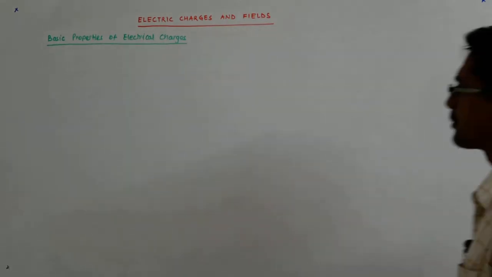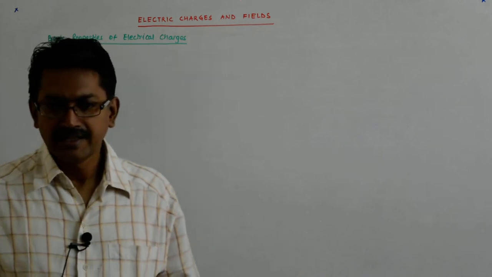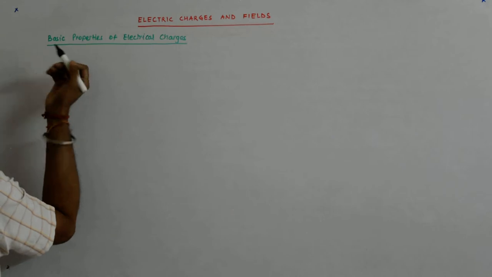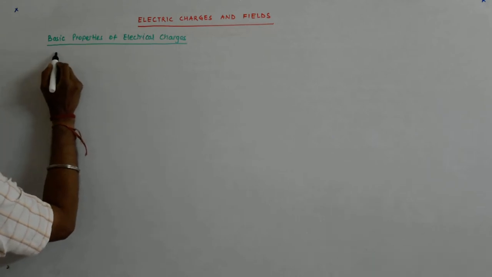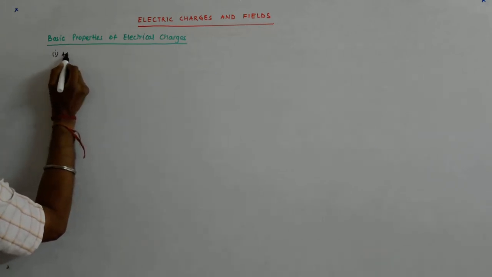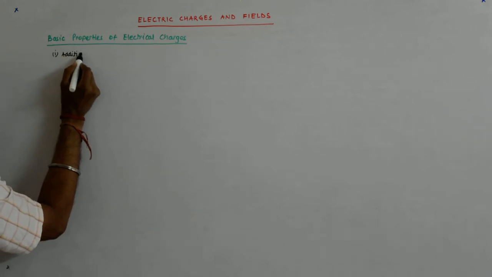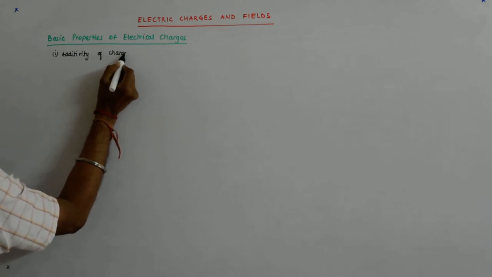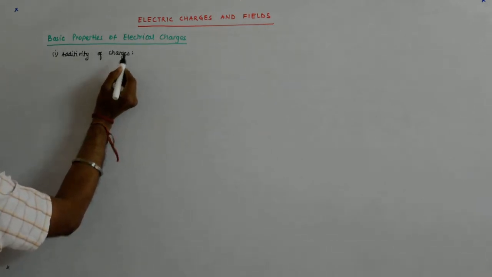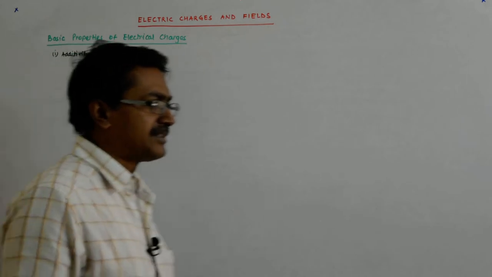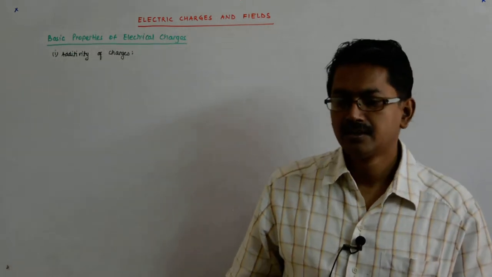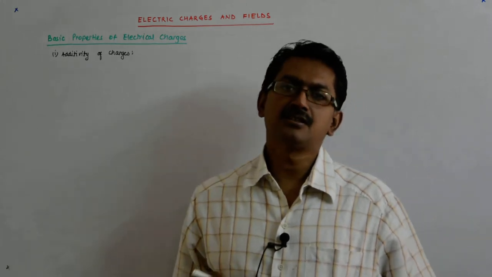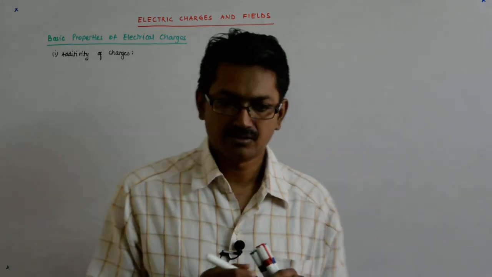Now we come to basic properties of electrical charges. Electrical charges are additive in nature. Number one, additivity of charges. What does it mean? That if there are multiple charges at a point, they act as if the total charge is the algebraic sum of all the charges.